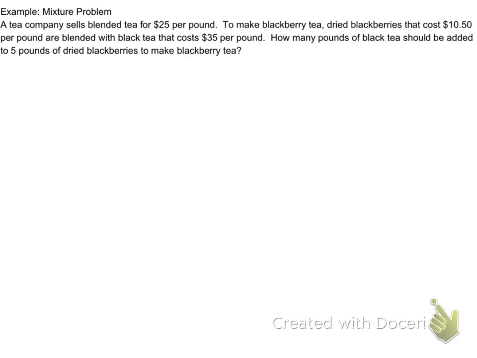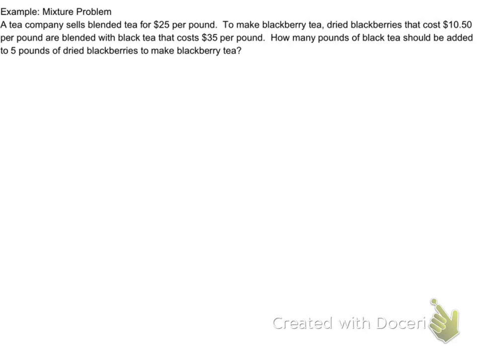The first problem that we'll come across is a mixture problem, which the next 5 or 6 of them will be. It says that a tea company sells blended tea for $25 a pound. To make blackberry tea, dried blackberries that cost $10.50 per pound are blended with black tea that costs $35 per pound. How many pounds of black tea should be added to 5 pounds of dried blackberries to make blackberry tea?